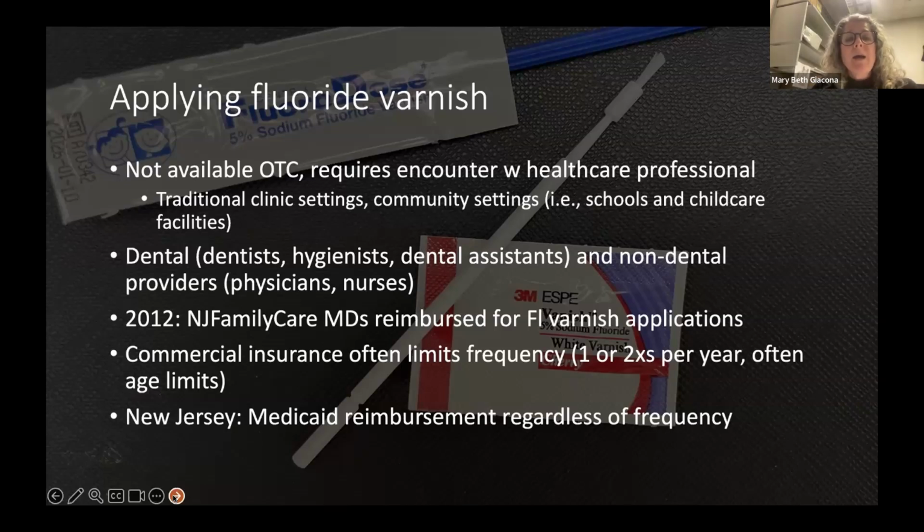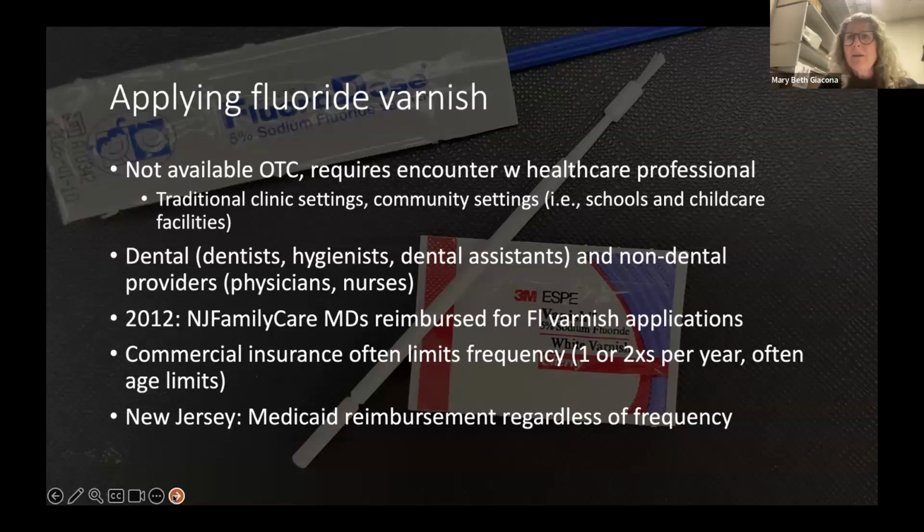So when you have patients who have commercial or private insurance, sometimes there's a limit to the frequency of fluoride varnish. So the insurance will only reimburse for fluoride. Sometimes it's twice a year if you're lucky. Sometimes it's only once a year. And often there are age limits for what they will reimburse up to.